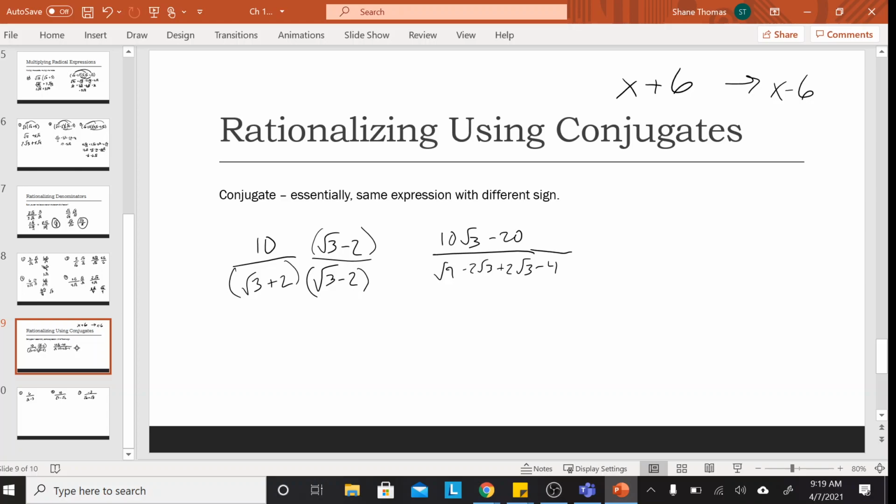Now simplify the top, simplify the bottom. On top, there's nothing to simplify, so I have 10 root 3 minus 20. On the bottom, this becomes a 3. I have a 3 and negative 4, which is negative 1. These are like terms, but they go away because I have a minus 2 and a positive 2. That becomes 0. So I have negative here. I can leave it like this, or I can make it negative 10 root 3 plus 20, distributing that negative on the bottom to both things on top.